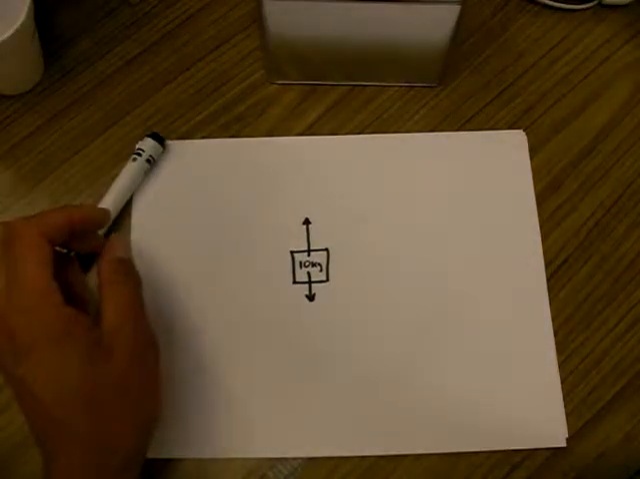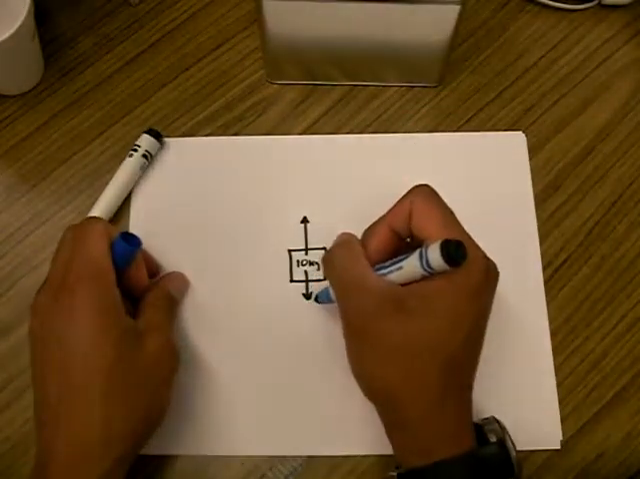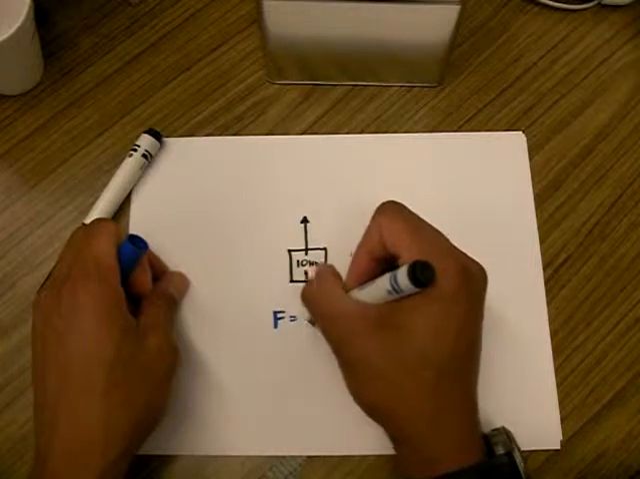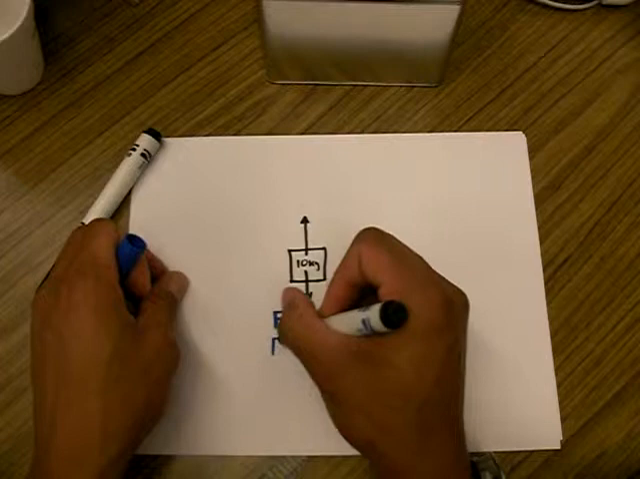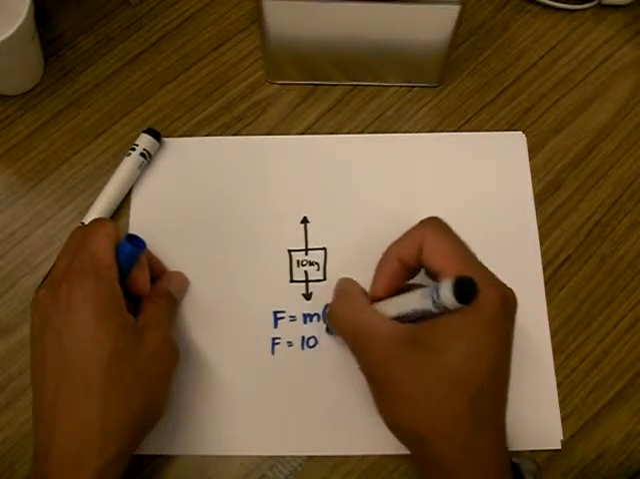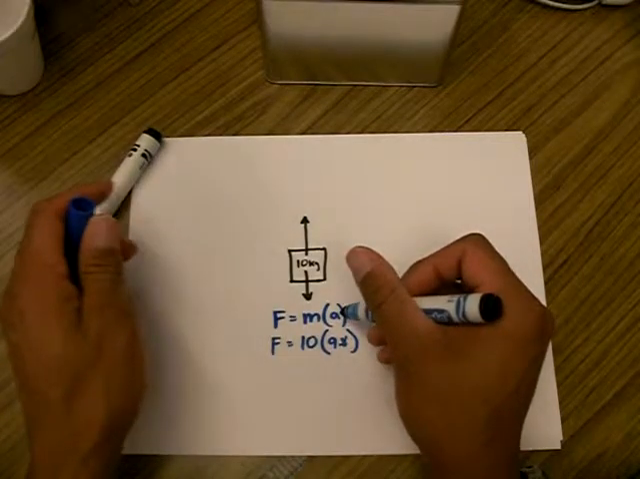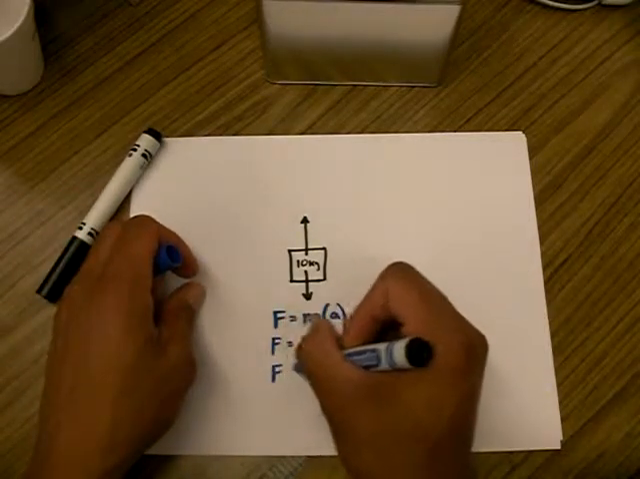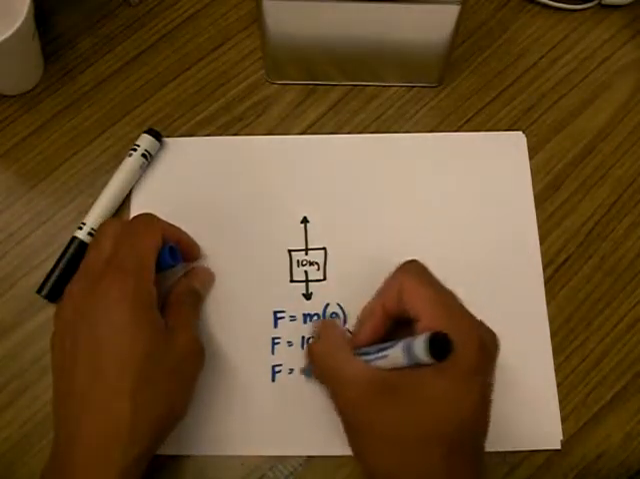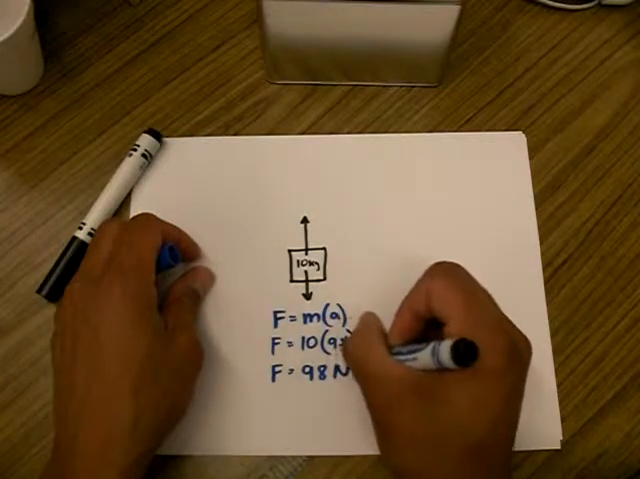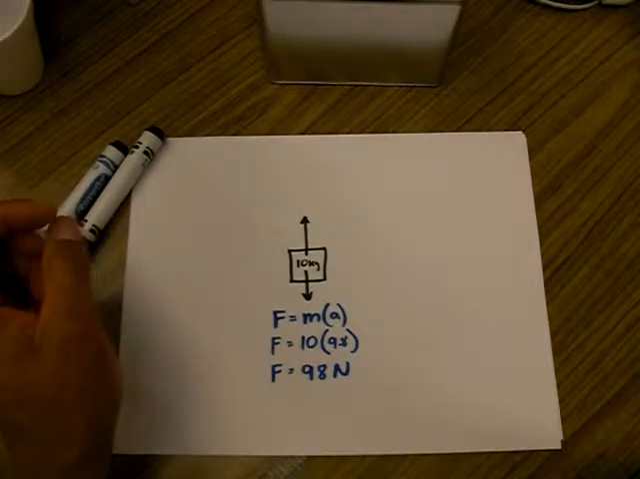Now we can figure out the force we need at least by using our formula for Newton's second law: force equaling mass times acceleration. In this case, the force will equal the 10 kilograms of the box times 9.8 meters per second squared, which is the acceleration due to gravity. So we know that the minimum force needed to lift this box is going to be 98 newtons.